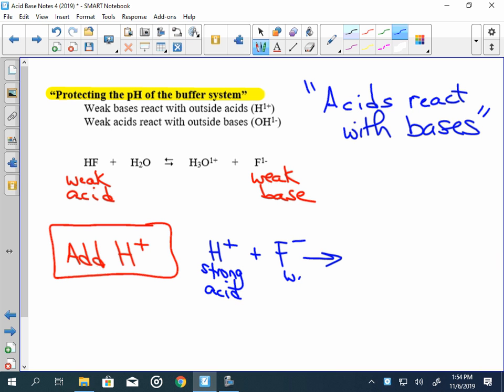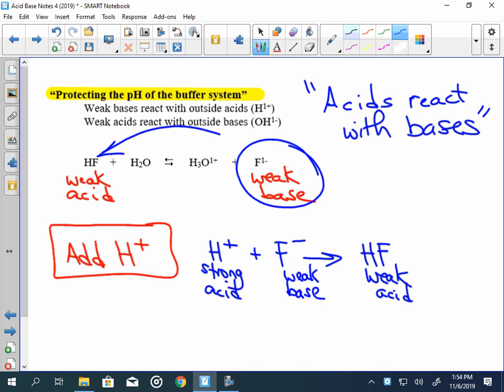And this is a weak base that's in the buffer. It's going to stick together to make a weak acid. So some of the weak base gets converted into HF, which is a weak acid and is part of the buffer system.